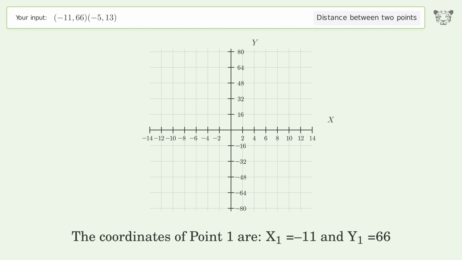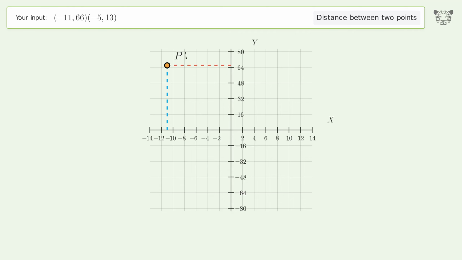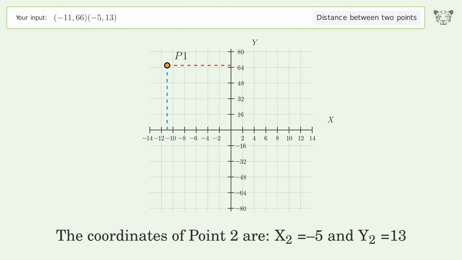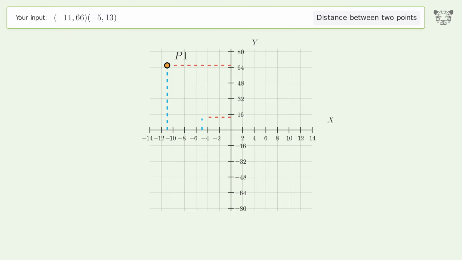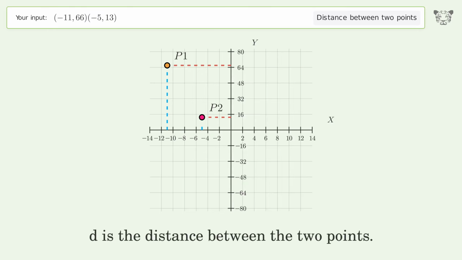The coordinates of point 1 are x1 equals -11 and y1 equals 66. The coordinates of point 2 are x2 equals -5 and y2 equals 13. D is the distance between the 2 points.